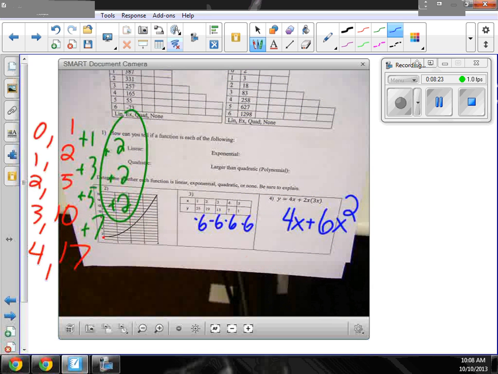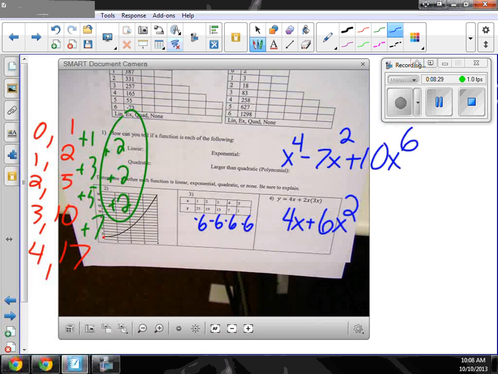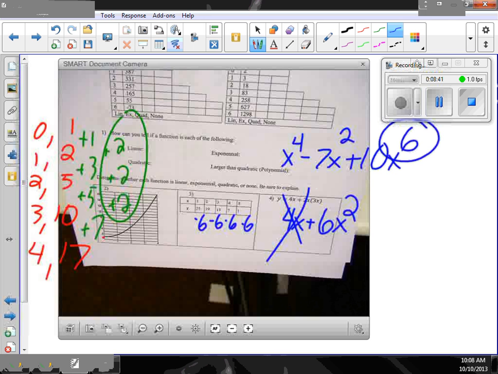So if I had x to the fourth minus 7x squared plus 10x to the sixth, what type of graph is it? Which one of those determines the shape? The sixth, the biggest one. So I can ignore this 4x, and my largest exponent is a 2, which means that my graph is quadratic.